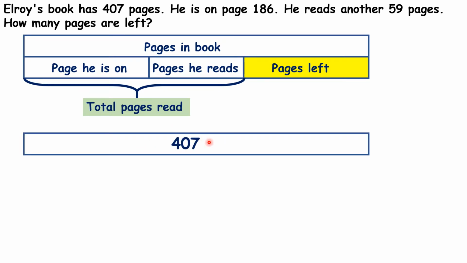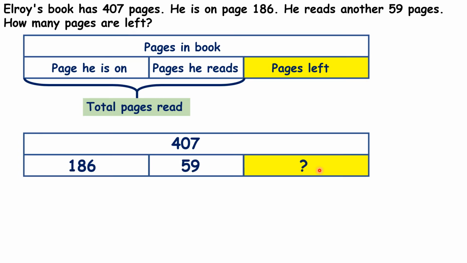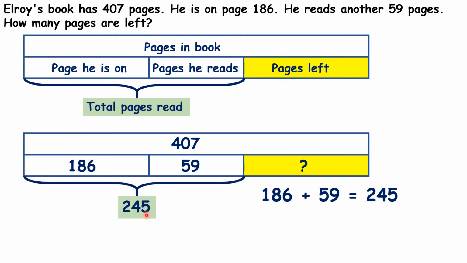So there are 407 pages in the book. He was on page 186. Then he read another 59 pages, and we need to know how many pages are left. If we add 186 and 59, that gives us 245, the number of pages that he's read already.